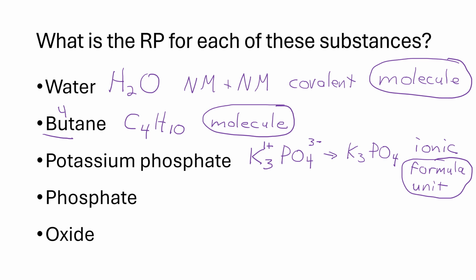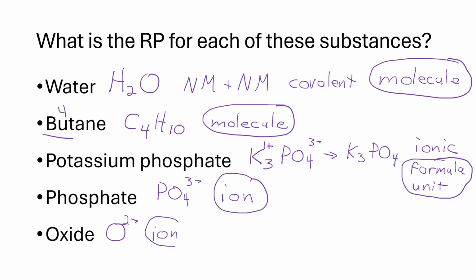Phosphate by itself, on the other hand, is PO4 with 3 negative charges. That's an ion. It's a polyatomic ion, so the representative particle for that is just an ion. Oxide is also an ion. That IDE ending tells us it's oxygen with a -2 charge, not just neutral oxygen. So the representative particle for this one as well is an ion.